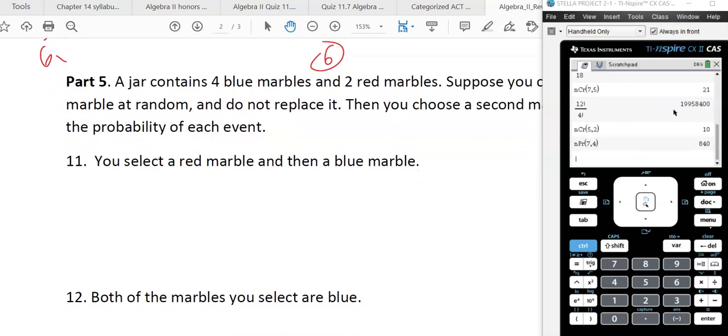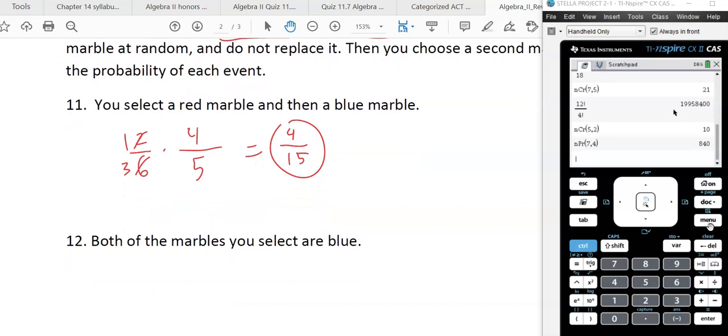And you don't replace the marble. So these are multiple events. You select a red marble and then a blue marble. So first you want to get red. That would be 2 out of 6. Then you want to select blue, so that would be 4 out of 5. That's the kicker there. Once you choose the first one, you have one less marble. So you simplify that. That's 1/3, so that'd be 4 over 15.